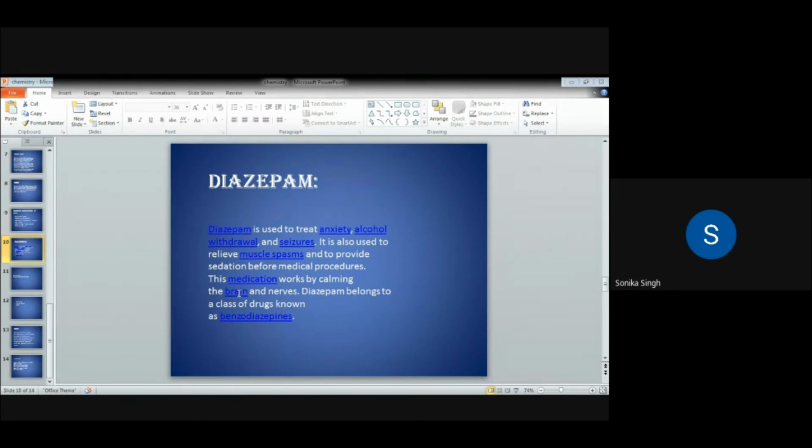Diazepam is used to treat anxiety, alcohol withdrawal, seizures. It is also used to relieve muscle spasm and all this.